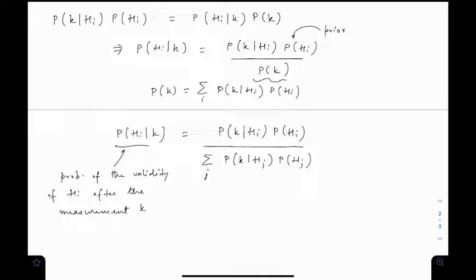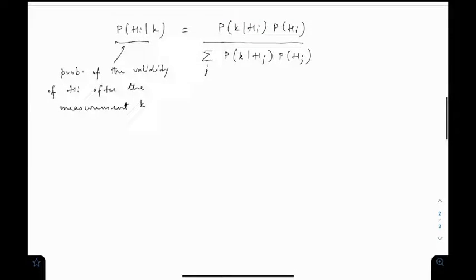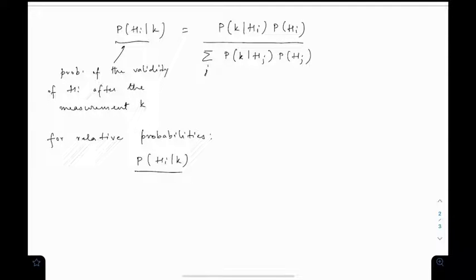When we are only interested in the relative probabilities of two different hypotheses for an observation K, the denominator basically cancels. So for relative probabilities, what we are interested in is P of Hi given K divided by P of Hj given K, and this is simply this ratio.